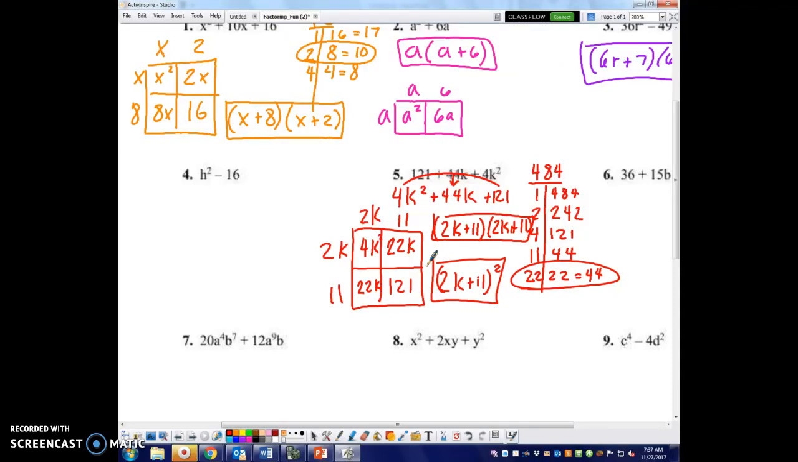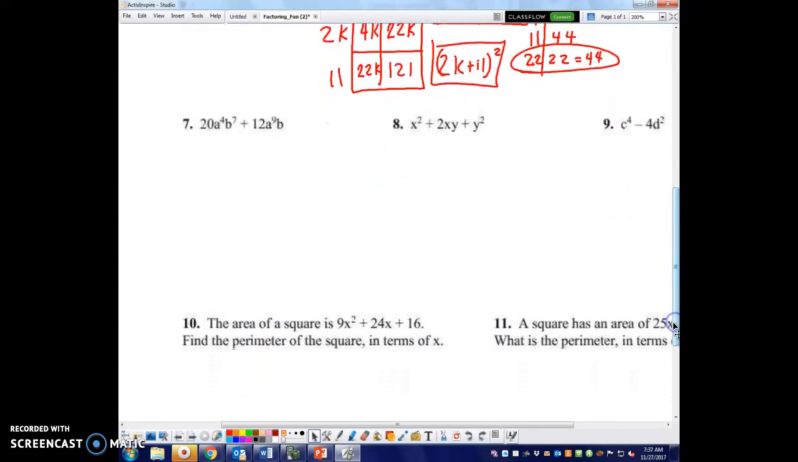Now let's look at number 7. I'm going over number 7 because a lot of you get confused by stuff like number 7. You miss certain things. So, looking at just the numbers, what can you divide them both by? What's their greatest common factor? Look on your factoring chart. See what 20 and 12, their greatest common factor. What is it? Nope, bigger. 4. So you can pull a 4 out of both of those.